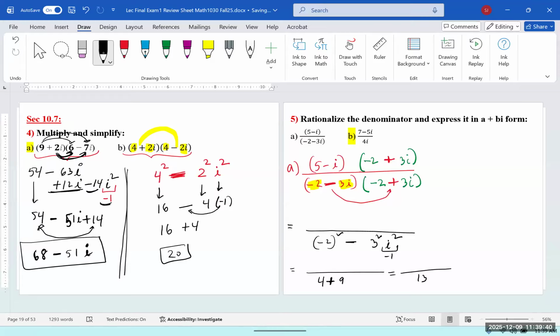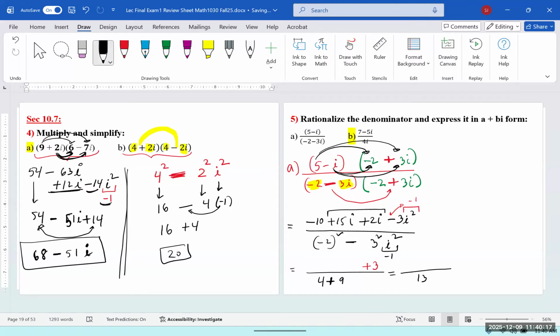On the numerator, you are going to do multiplication. 5 times negative 2 is negative 10. 5 times 3i is 15i. Negative i times negative 2 is positive 2i. And then negative i times 3i is negative 3i squared. Every i squared means negative 1. So this negative 3 turns into positive 3 because of the i squared.